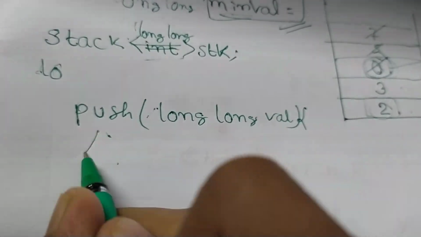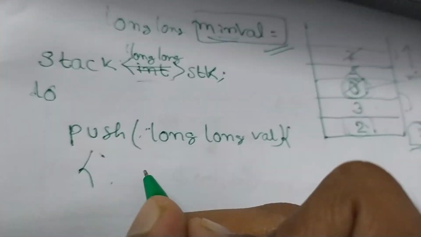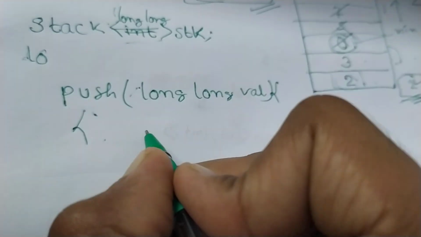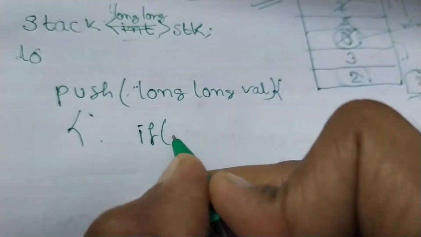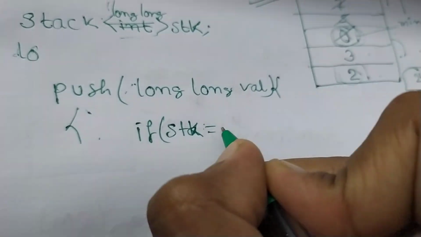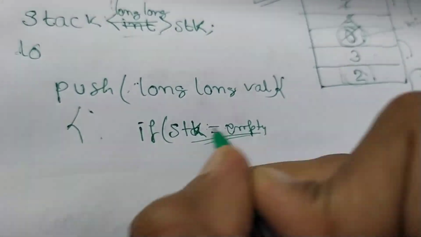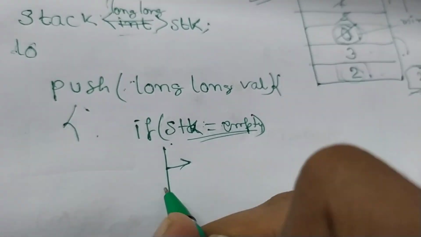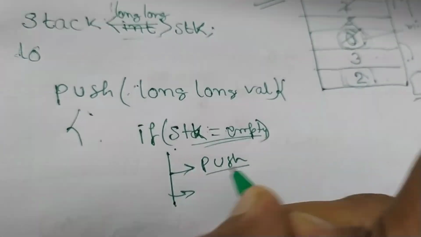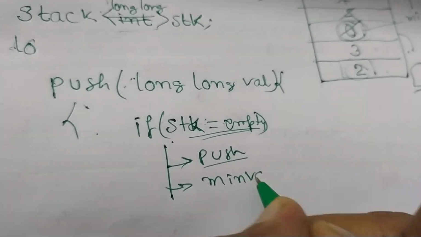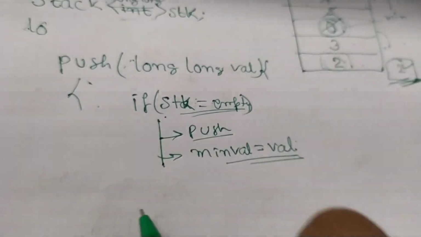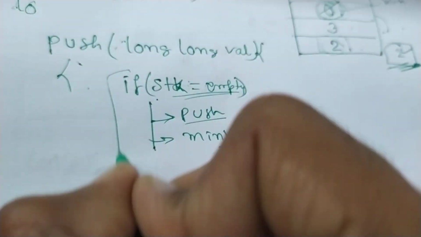If I'm writing it in pseudo code, just ignore if there is any syntax error. If our stack is empty, I'm just writing it in a pseudo manner, what are we gonna do? We gonna simply insert it, push the element, and then we will update our min value to that value, because that was the only value we are left with. So this was the if part.